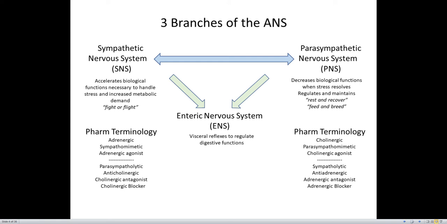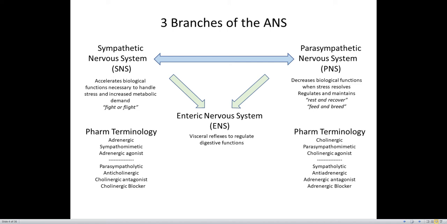So for example, if we give epinephrine to a person, epinephrine is an adrenergic agonist. It's a sympathomimetic that binds to alpha-1, beta-1, and beta-2 receptors. We expect an increase in heart rate, an increase in contractile function, and vasodilation in certain areas. Now the reason why I say certain areas is epinephrine binds to alpha-1 and beta-2 receptors. Alpha-1 causes vasoconstriction, beta-2 causes vasodilation.